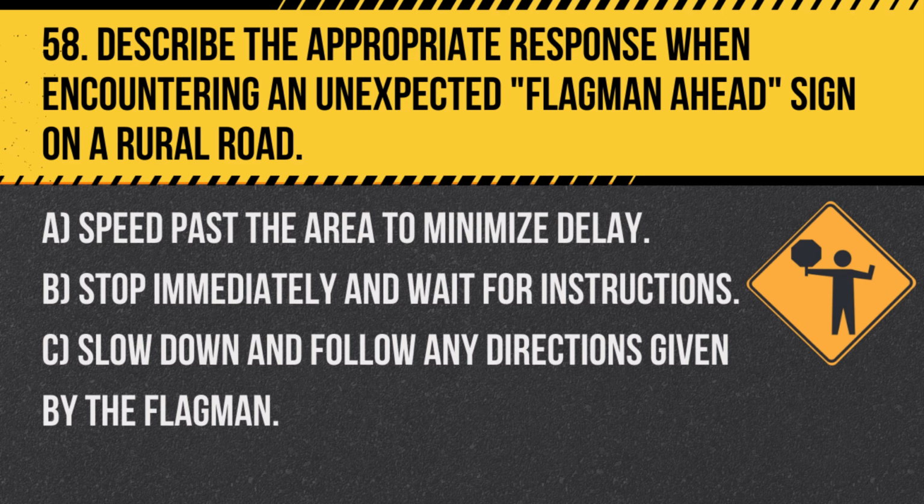Question 58. Describe the appropriate response when encountering an unexpected flagman ahead sign on a rural road. A. Speed past the area to minimize delay. B. Stop immediately and wait for instructions. C. Slow down and follow any directions given by the flagman.